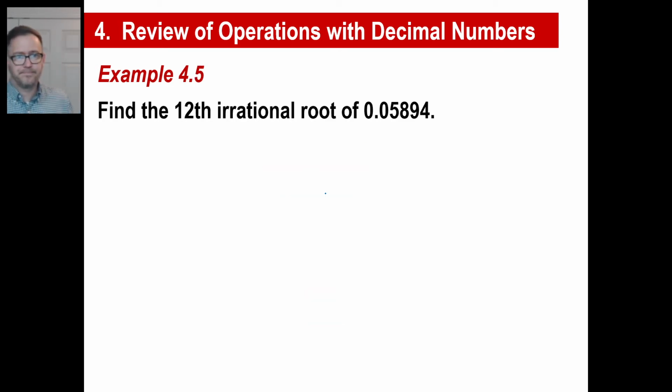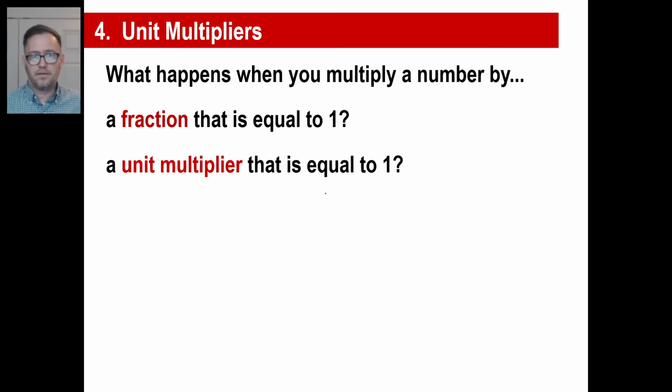Okay. All right. Find the 12th irrational root of 0.05894. Now this is going to take calculus, square roots, imaginary numbers, and all kinds of things. So make sure you know. I'm assuming you know about imaginary roots, calculus, basic calculus operations, imaginary numbers, and okay, let's just skip it then, forget it.